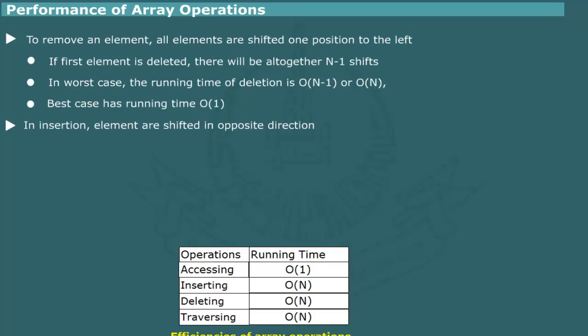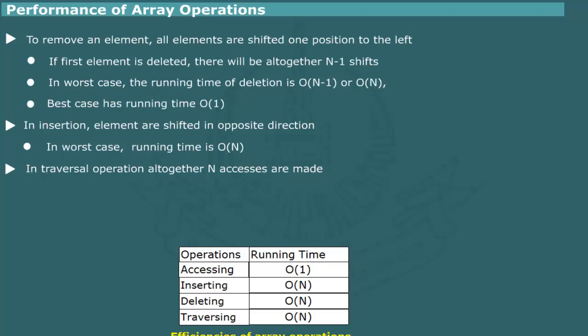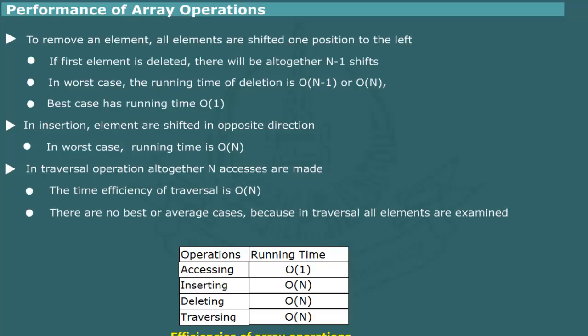The insertion operation is similar to the deletion operation, except that elements are shifted in the opposite direction. Thus, in worst case, the running time of insertion operation is O(n). To perform a traversal operation, we normally set up an iterative loop. In each loop, an element is accessed only once. Thus, altogether n accesses are made. As such, the time efficiency of traversal is O(n). There are no best or average cases, since all the elements need to be visited at least once.